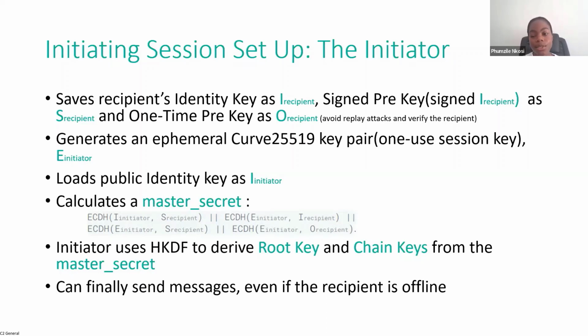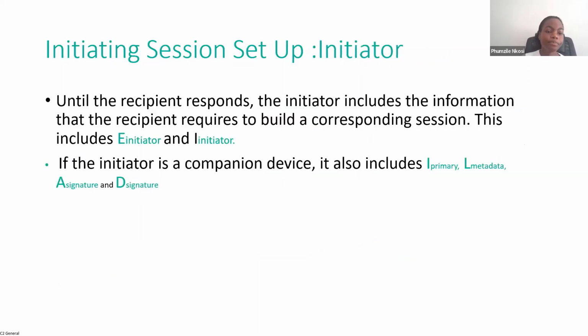And from this, a master secret key is calculated using a combination of those keys and elliptic curve Diffie-Hellman, concatenating the results together. Just for context, elliptic curve Diffie-Hellman is a key agreement protocol that allows two parties to establish a shared secret key over insecure channels. And once we have the master secret, we can then derive the root key and the chain keys from this master secret. Then we can finally send messages even when the recipient is offline.